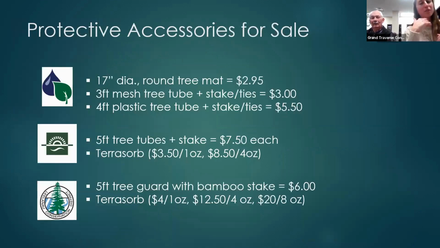And so Tom was talking about different places that you can pick up some of this fencing material. Reb mentioned Grand Traverse's tree tubes, but all 3 conservation districts have different protective accessories for your seedlings when you're planting them. We've got different heights of tree tubes of different materials. Benzie also has these round tree mats, and Grand Traverse and Leelanau also have that Terrasorb, the stuff he was talking about that's the same kind of technology as baby diapers, retaining moisture around tree roots. So different conservation districts have different things to help your seedlings get going.